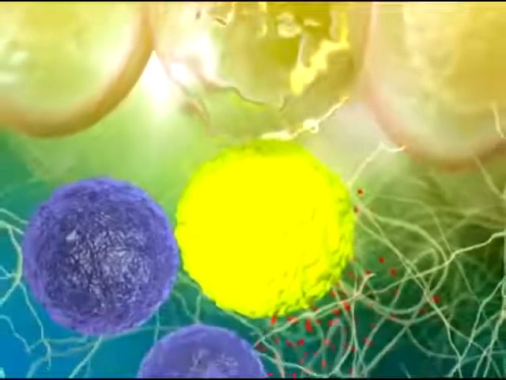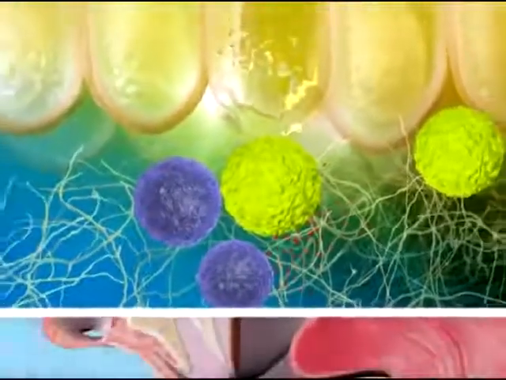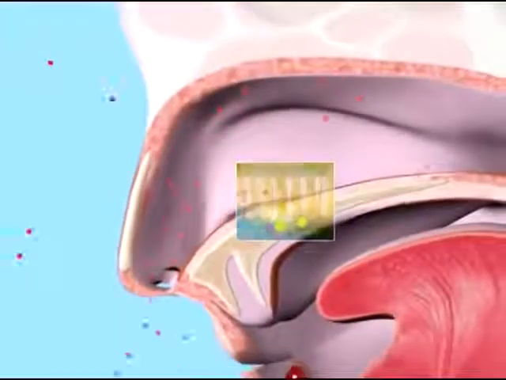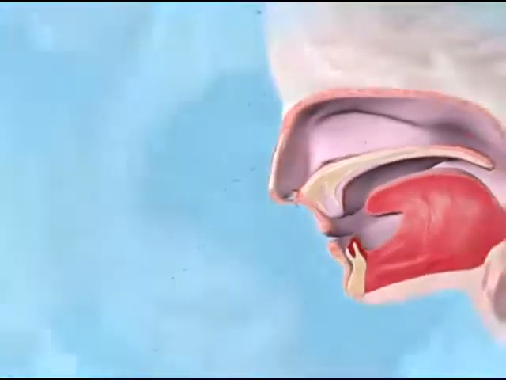Memory T and B cells help our patient's body to recognize and more rapidly fight the same rhinovirus should it infect her again.